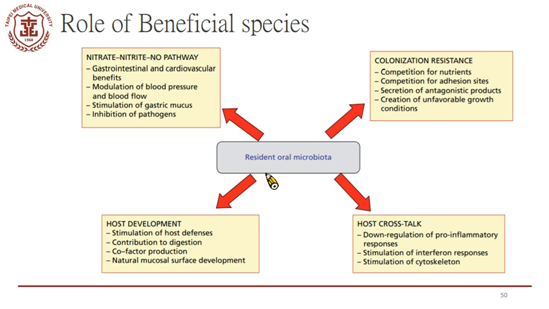Of course, as we were saying, if you have resident oral microbiota, they will help you through the nitrate-nitric oxide pathway to stop other pathogenic bacteria from growing. They will also help in host development, host crosstalk, and colonization resistance. This is important because if they have managed to attach to the enamel surface, they will not allow other bacteria to attach. That's one thing. And between the interactions that they have with each other, sometimes they will compete and win against pathogenic bacteria.